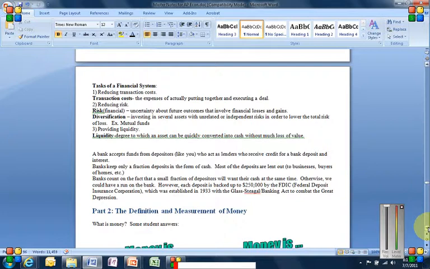So keeping this in mind, of course, a bank as a financial intermediary as part of this financial system is supposed to be serving these kinds of tasks: to reduce transaction costs, to reduce risk, and to provide liquidity. And so how does a bank do this? It accepts funds from depositors like you and me, who act as lenders, who receive credit for a bank deposit and interest. So when you put your money in a bank, and we're not talking about taking a loan from the bank, we're talking about the other side of the ledger now. You put it in a bank account, savings account, checking account, or both combined, because now banks can pay interest on checking accounts. We're actually acting like a lender.